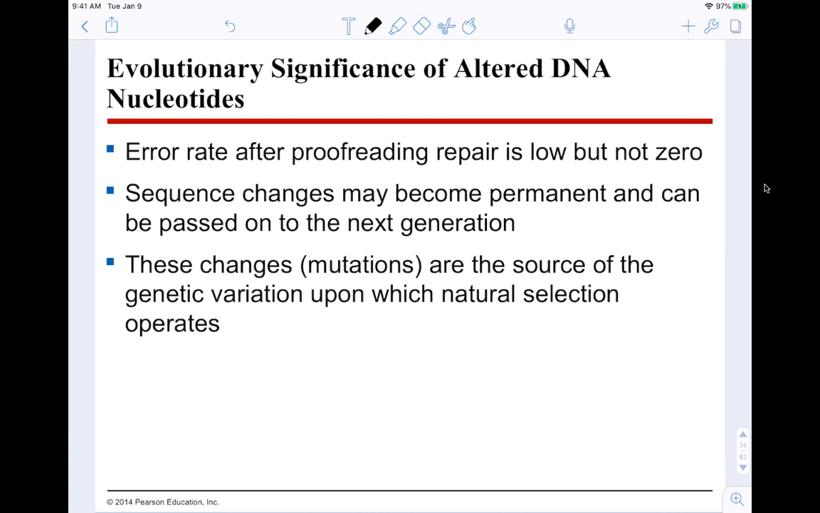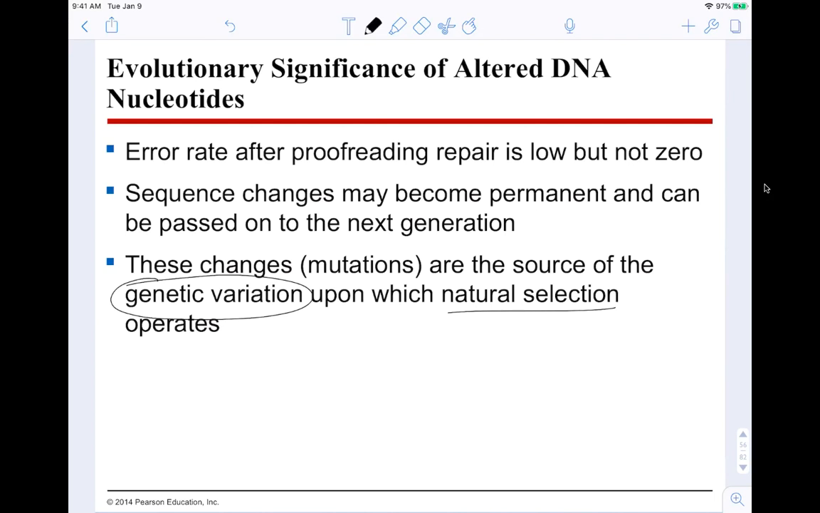So these changes, or mutations, are the source of the genetic variation upon which natural selection operates. Evolution, again, is a huge theme throughout DNA repair and everything in biology, essentially. Natural selection is the overarching end-all, be-all of biology. So basically, genetic variation is necessary for natural selection, the survival of the fittest, to occur.